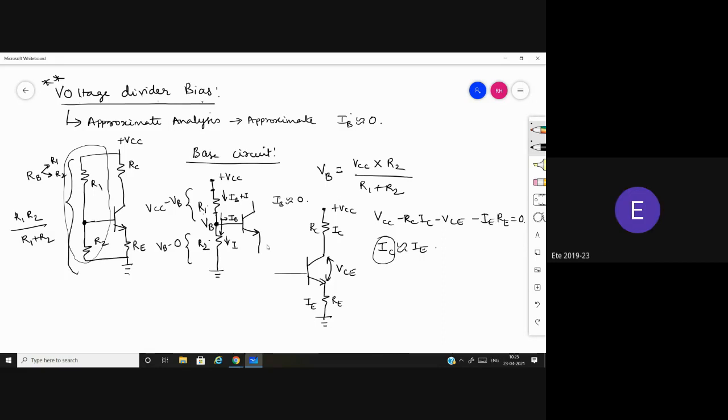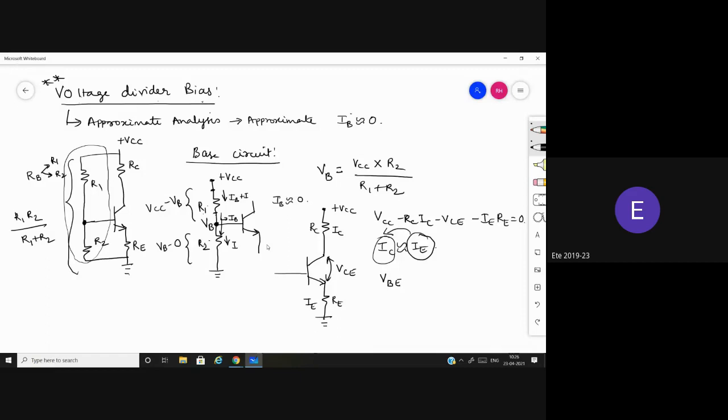Usually we were finding IC by taking IC equal to beta times IB. Now in this kind of analysis, we are approximating the base current as almost zero, so that method is ruled out. The only available method is to find IE. When you find IE, then you'll get IC. That method is still available with us. Now to find IE, we are going to use our basic formula, VBE.